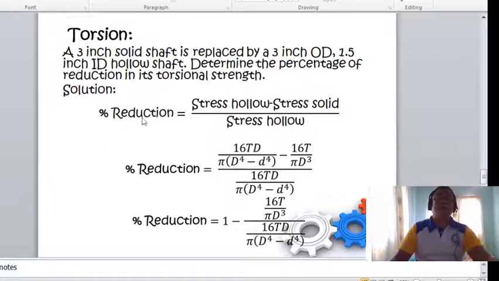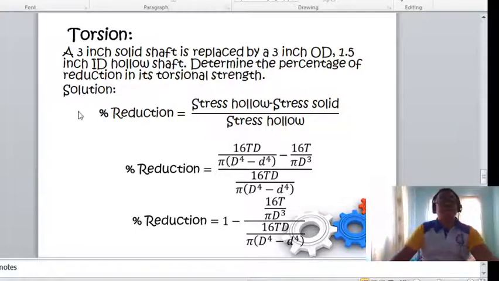Okay? So, getting now the percentage reduction of the strength. So, percent reduction is equal to the stress for the hollow shaft minus the stress for the solid, over the stress for the hollow. So, we multiply this by 100%, okay? So, substituting now the formula. For the hollow shaft, that is 16TD over pi times (D to the fourth minus d to the fourth). Minus, for the solid, 16T over pi d cubed, over the hollow, okay? Which is 16TD over pi times (D to the fourth minus d to the fourth).